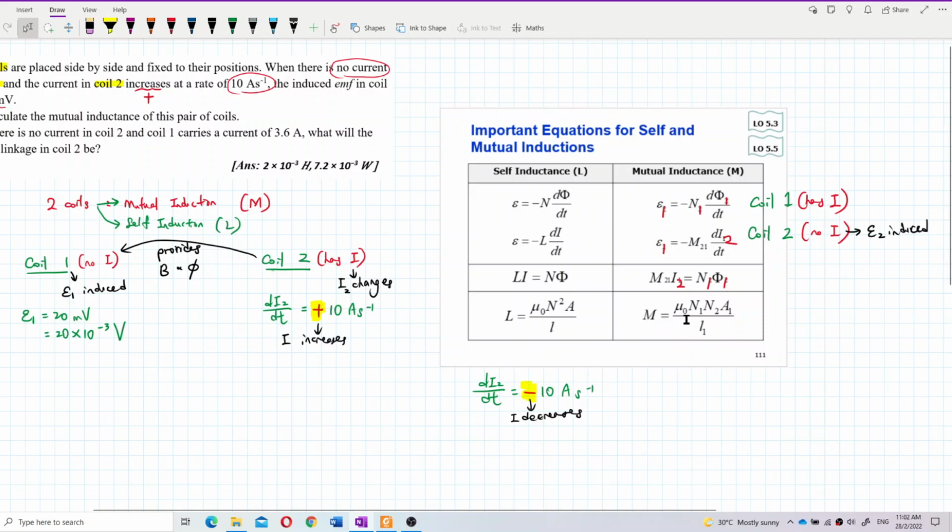And then this one, mu naught N1 N2, is still the same. But this one is A2 already, because for area and length we take the coil which has the current. The one that has the current is coil 2, so this is A2, and this one is also the length for coil 2. Understand?